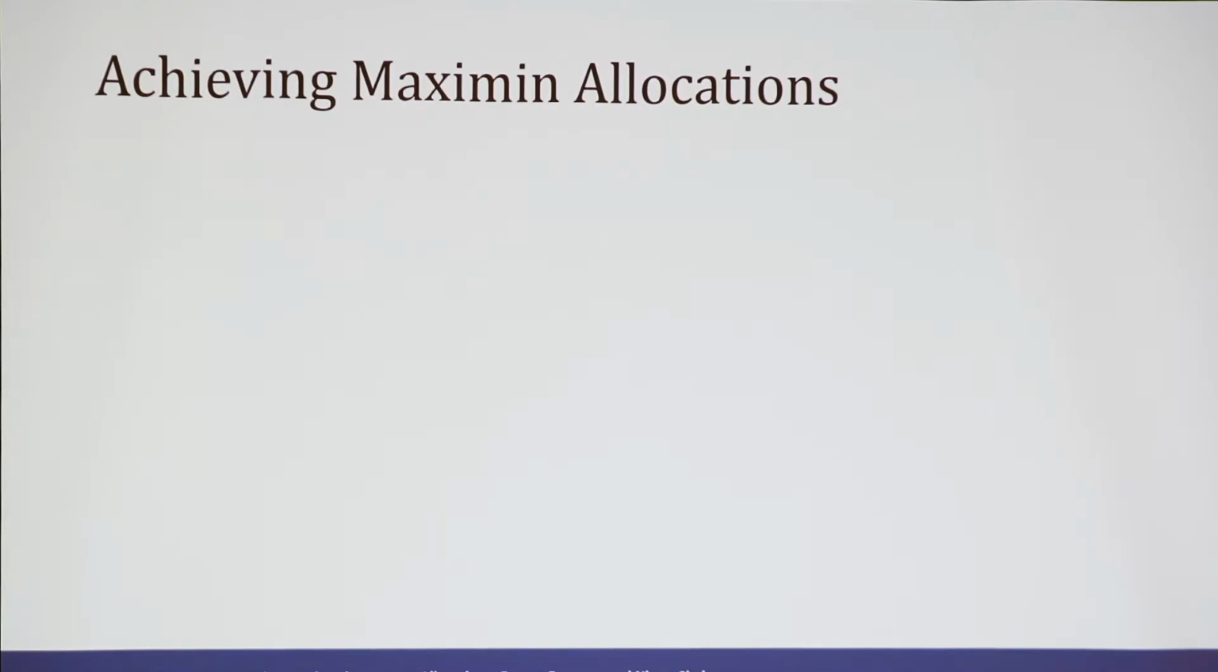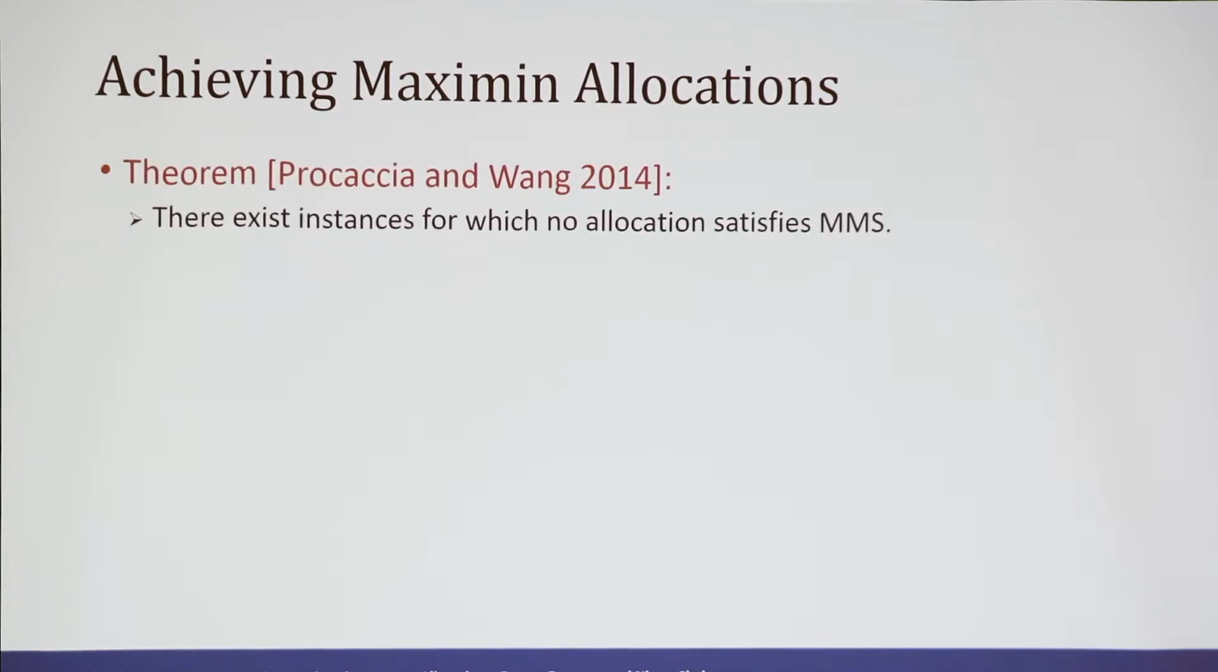Okay, so for quite a while, we didn't know whether this property could always be guaranteed or not. Then there was a breakthrough result in 2014 by Procaccia and Wang, who showed that there actually exist instances, a very carefully crafted instance, where no allocation satisfies MMS. At least last I was aware, in all real-world instances, it seems like you can always guarantee a Maximin Share. So you need these very carefully crafted instances.